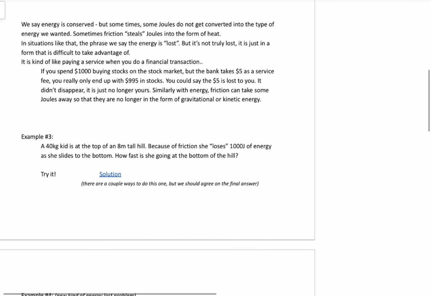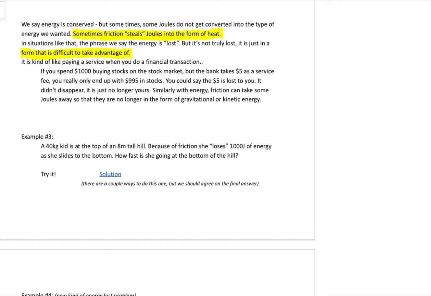Energy is always conserved. If we know how many joules we have at the beginning of a situation, we should be able to figure out where all those joules end up later, and they should all still be there. However, when friction's involved, it gets a little bit messy. Sometimes we say that friction steals joules. It's not so much that the joules are gone forever, they're just in a new form that is difficult to take advantage of.